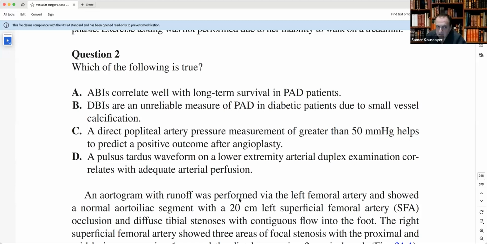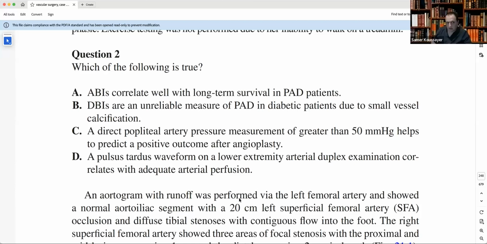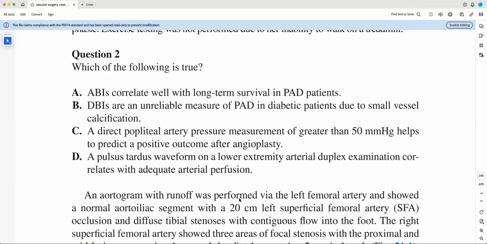Correct? Yeah. You know what pulsus tardus means? Where does it come from? It's a Latin word. Pulsus means weak, and tardus means slow, so weak and slow. So it's very similar to a monophasic waveform. So if you have a monophasic waveform, that means you have inadequate arterial perfusion, correct? Yes. All right. Any question about this question?